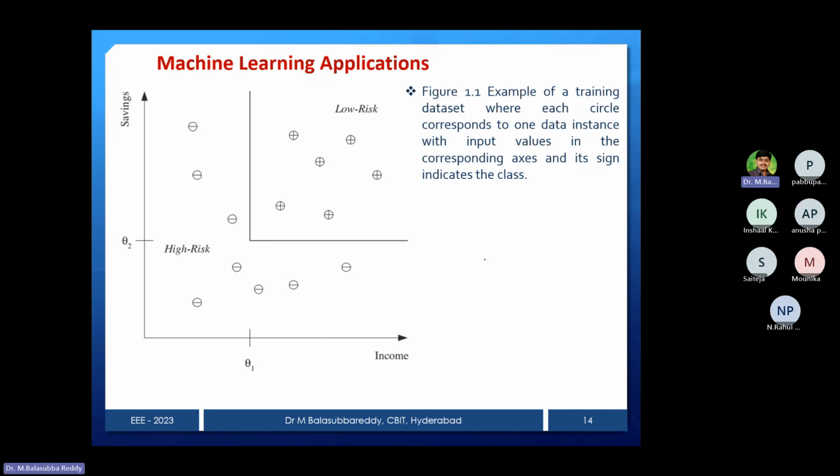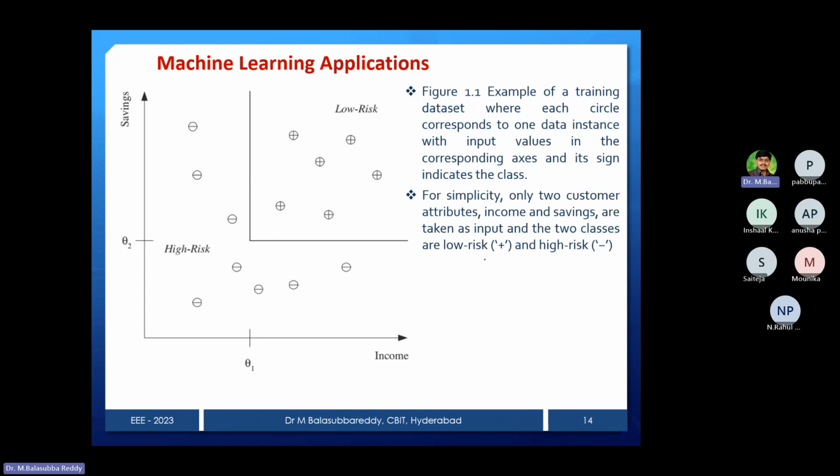There is an instance with input values on the corresponding axes, and the sign indicates the class. For simplicity, only two customer attributes, income and saving, are used here, just for understanding purposes, but in reality it is not just two.